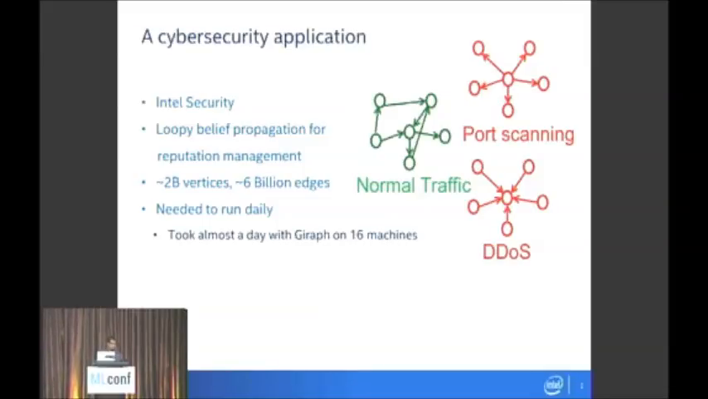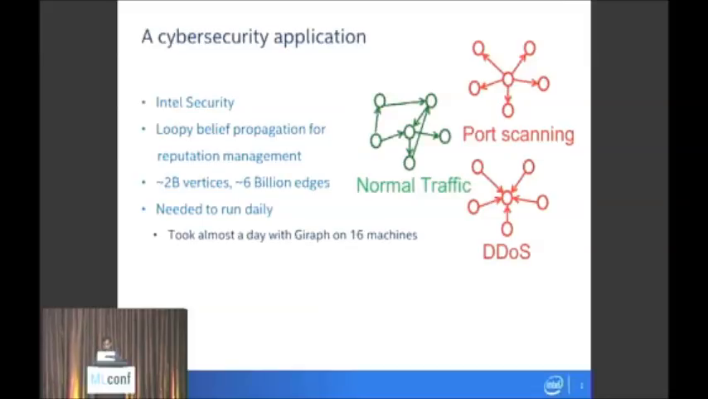What we were trying to do there was run loopy belief propagation for doing device reputation management. You have a device graph and URLs, and there's communication between all of them, and some of the links are tainted, some of the devices have malware, and you're trying to get reputation scores for all of them. This is a fairly large graph, a few billion vertices and edges, and this is something that we wanted to update every day because the reputation scores keep changing quite frequently. When we coded it on Giraph, this took us almost a day to run with 16 machines.